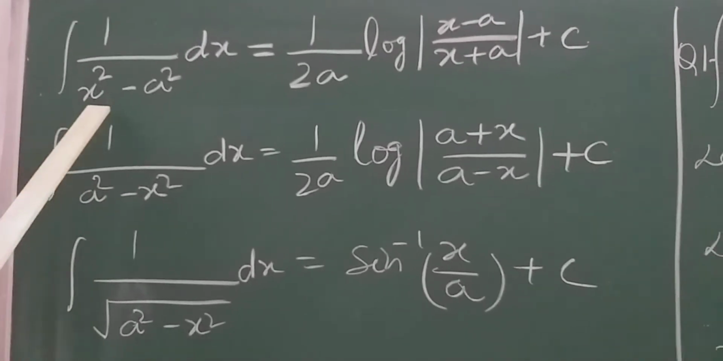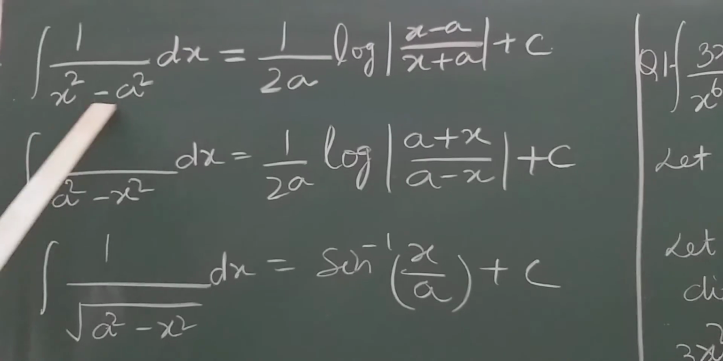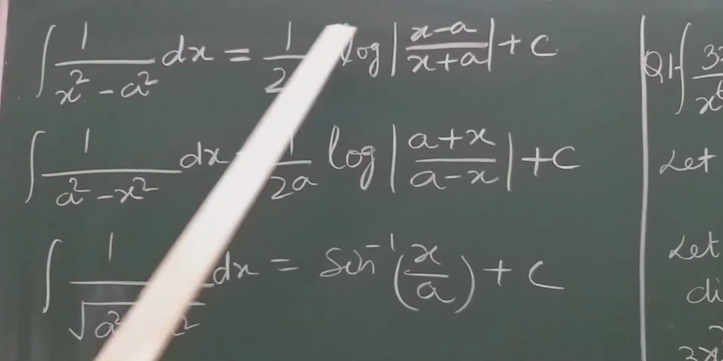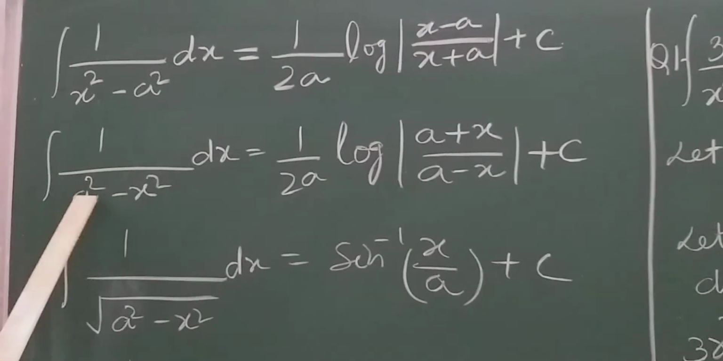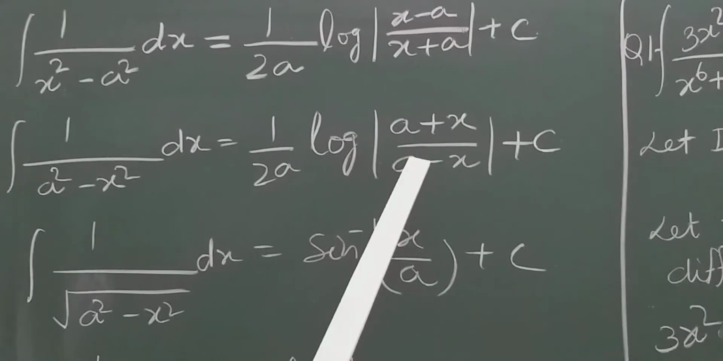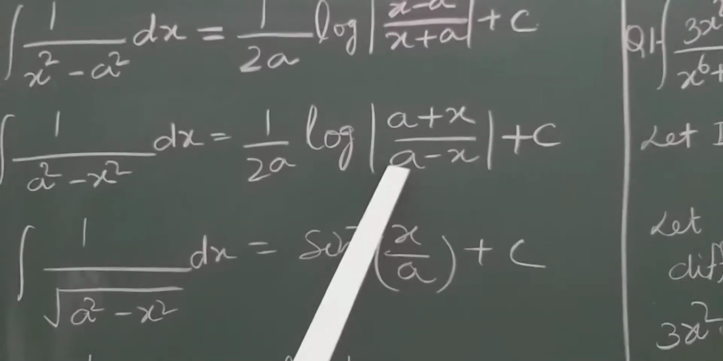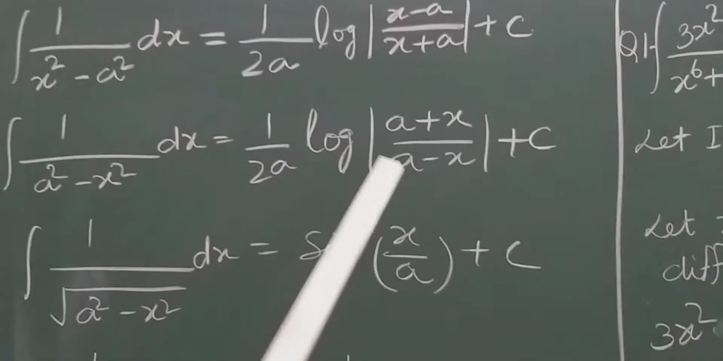To remember, students, when x square minus a square is there, then we have to write x minus a upon x plus a. And when a square minus x square is there in the denominator, we have to write a minus x in the denominator. Okay? So by this way you can easily remember.